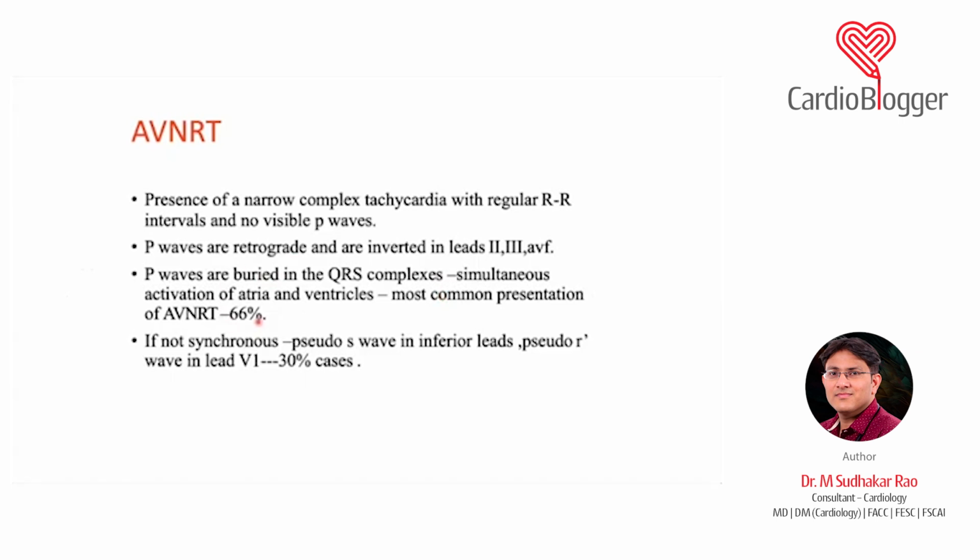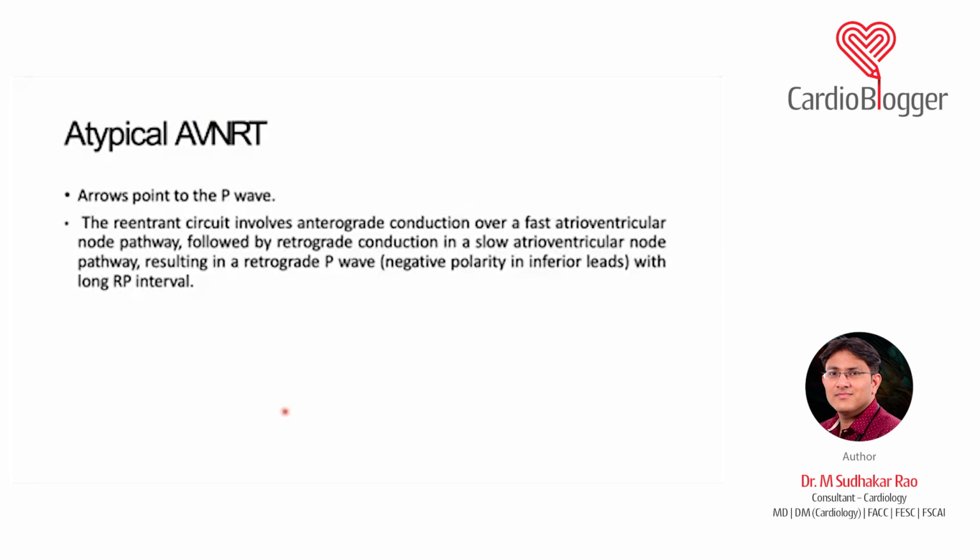In 30% of the cases, you will be able to see a retrograde P wave in lead 3, which is known as the pseudo S, and in V1, which is known as the pseudo R dash pattern, but that is seen in only 30%. The remaining 10% present with atypical AVNRT, that is long RP tachycardia. This is what I discussed. Those are the atypical AVNRT.